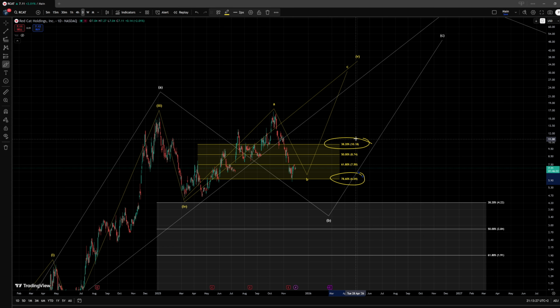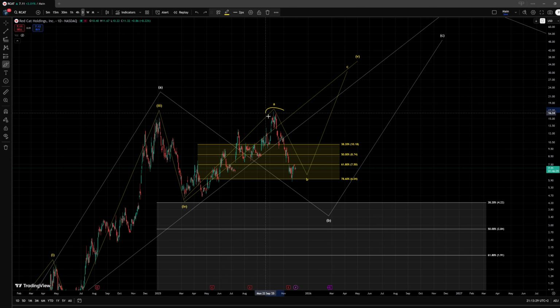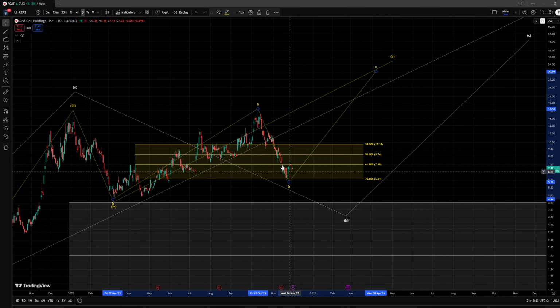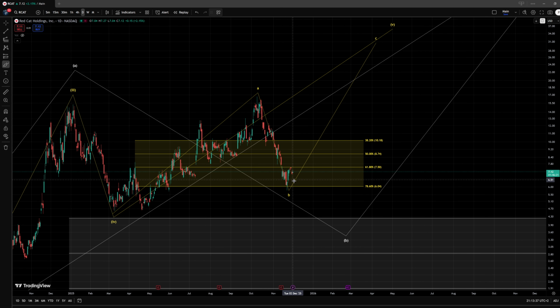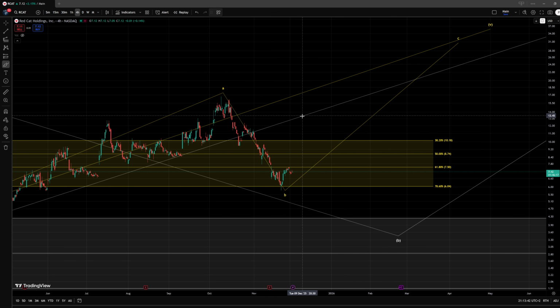I have provided you this area of support ever since we have formed here the top of the wave A, and we were looking for a retracement into this area. Now, so far we have managed to push into the last level of support, and we have even gotten a wick below it, which is perfectly fine.